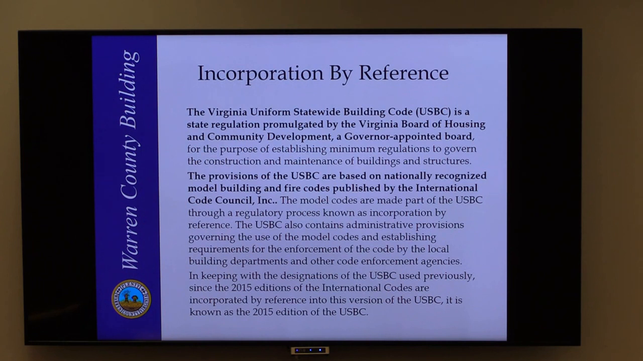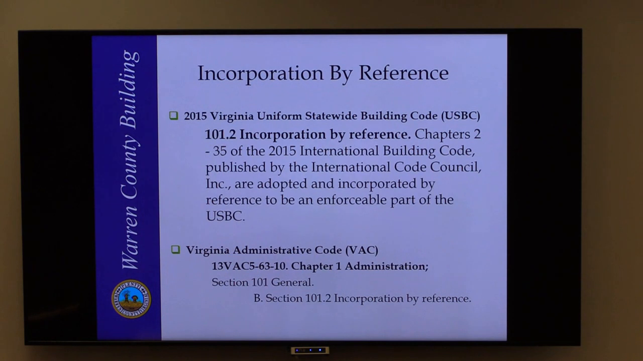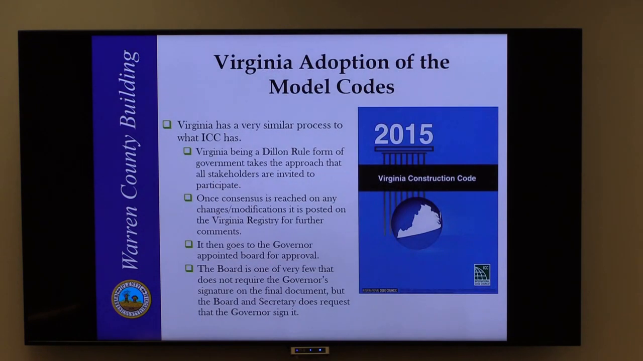Incorporation by reference. Again, this goes back to the Code of Virginia and the Uniform Statewide Building Code. The USBC incorporates the model codes by reference, but then it also changes those codes to fit Virginia. Incorporation by reference gets into where it talks about the Code of Virginia and incorporating them in. Virginia adoption of the model codes. So, you see that right now, 2015. That is the code in which we're actually constructing under right now. We're in 2020, almost 2021.